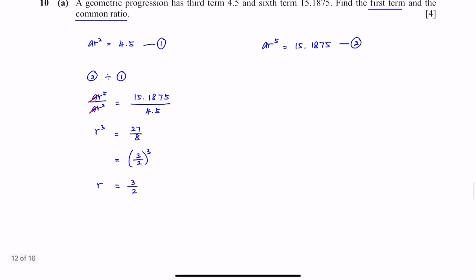So let's find the value of a now. So a times 3 over 2 squared equals 4.5 according to the first equation. So I move this to the right hand side. I would get a equals 2.